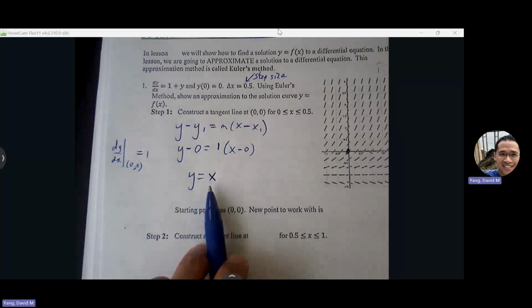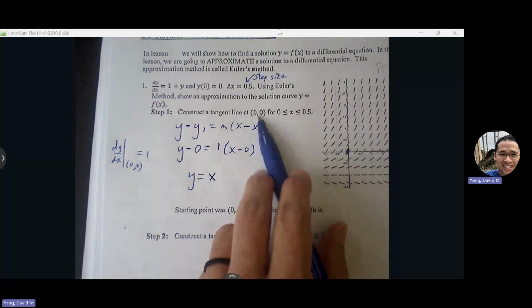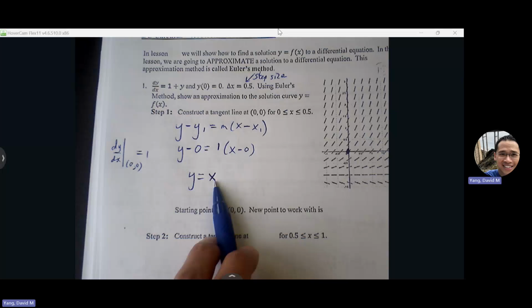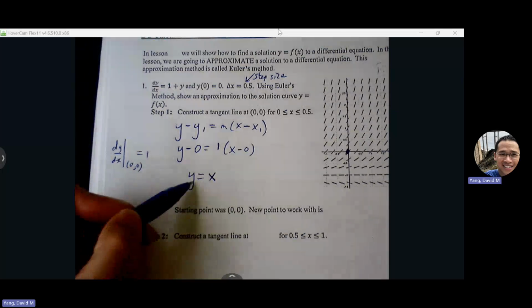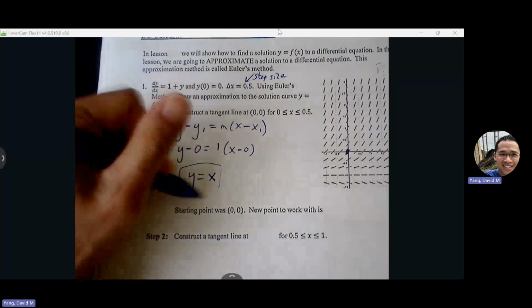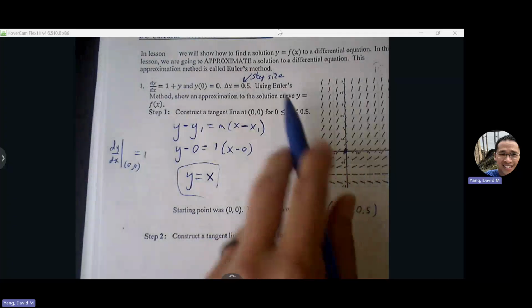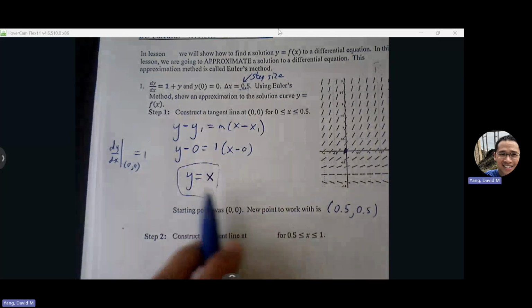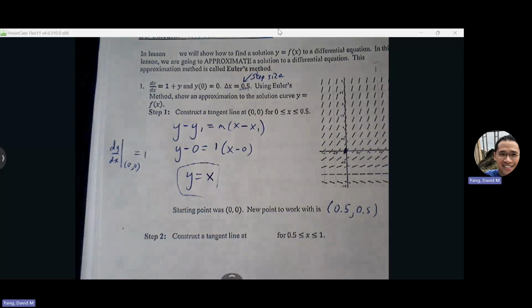So with y equals x, we're going to find the next point. If we're going through a step size of 0.5, then we're just plugging 0.5 in and finding the next ordered pair down the line. So the new point using our tangent line equation is going to be 0.5, 0.5. We're starting at 0, 0, and our next x value is incremented by 0.5. So our next x value is 0.5. Plug 0.5 in, we get another y value of 0.5.